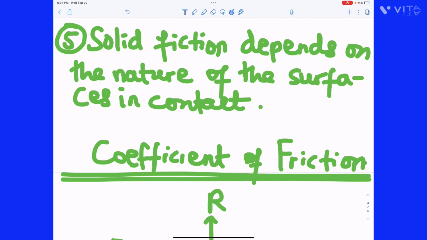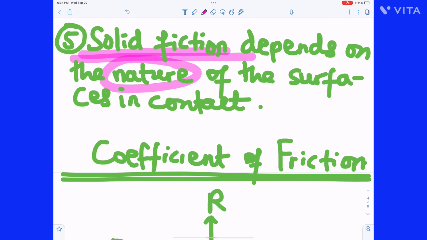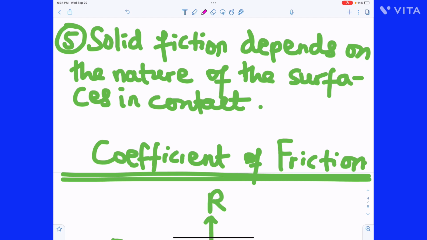Right now, the surfaces are very rough. So you experience lots of friction when you try to slide them over one another. But when there's a grease or oil or some kind of lubricant between them, the friction decreases. So the nature of the surface actually means roughness. The roughness of the surfaces in contact also affects the amount of friction experienced.